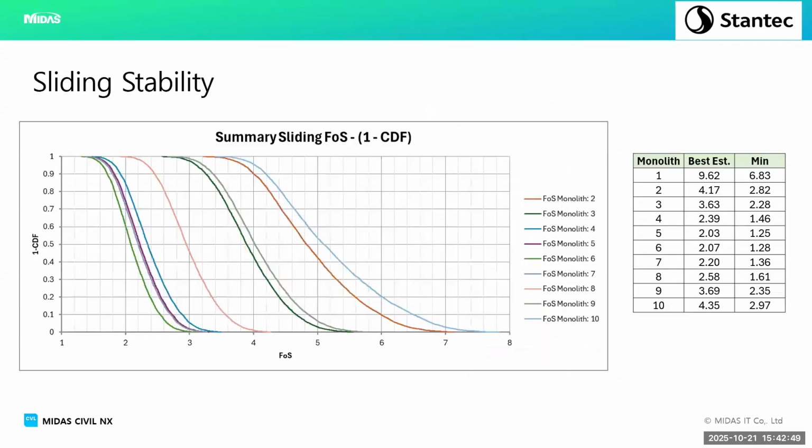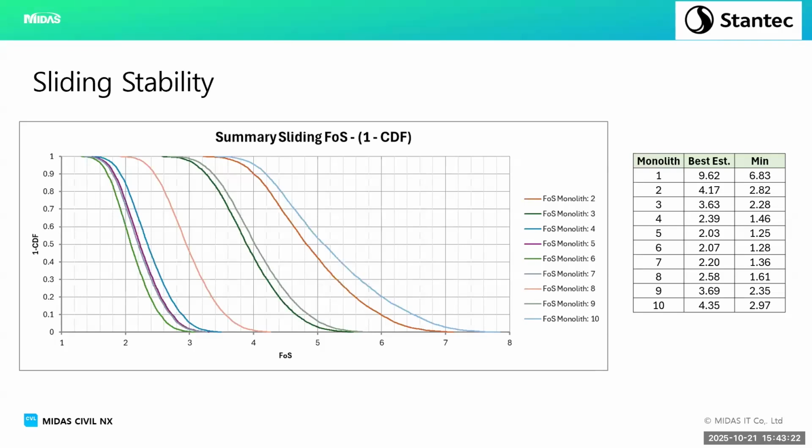And at the end of the day, following all those calculations, it's basically 1 minus the cumulative distribution function. So if you read off the y-axis onto the x, let's take for example 0.8, if you take 0.8 across and down, that's saying there's an 80% probability of exceeding that factor of safety.